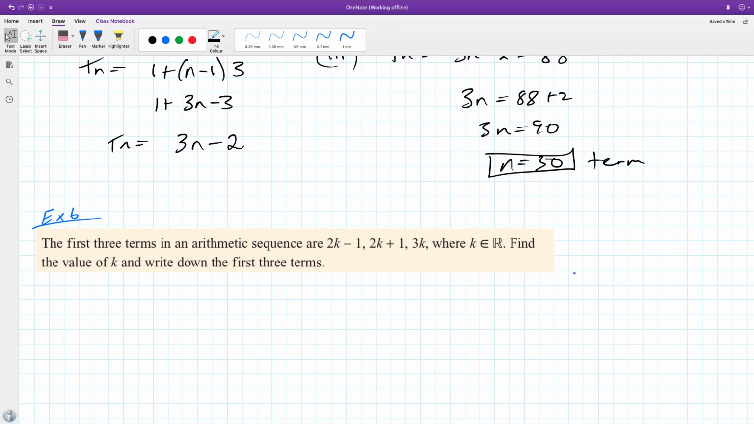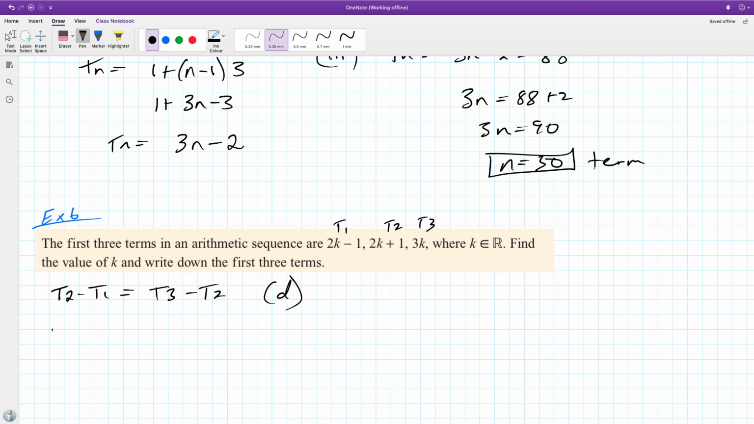Right, let's look at it. As I said, arithmetic sequence. In an arithmetic sequence, we know that T2 minus T1 is equal to T3 minus T2. Why? Because the common difference is the difference between each one. So, this is T1, this is T2, this is T3.